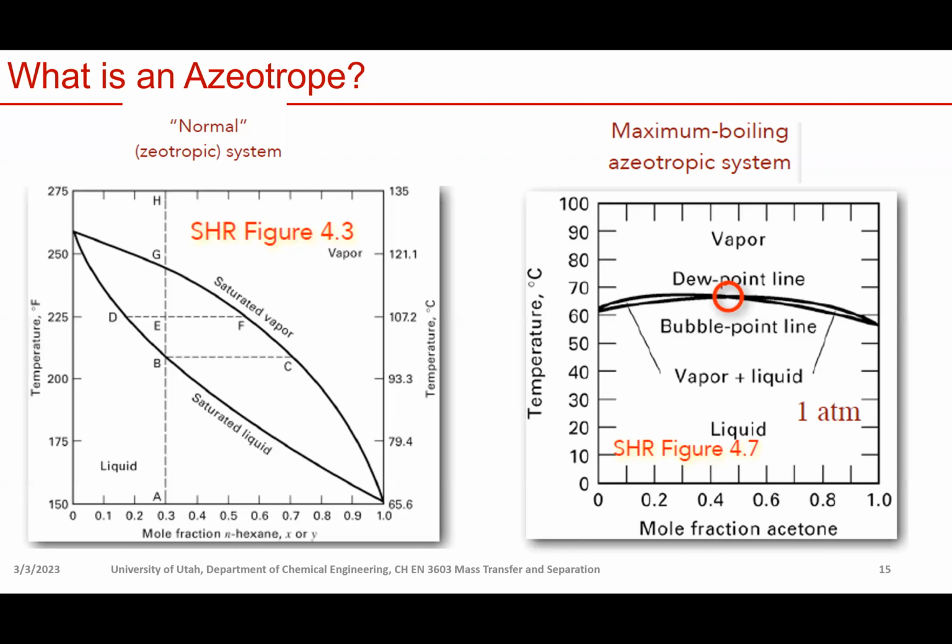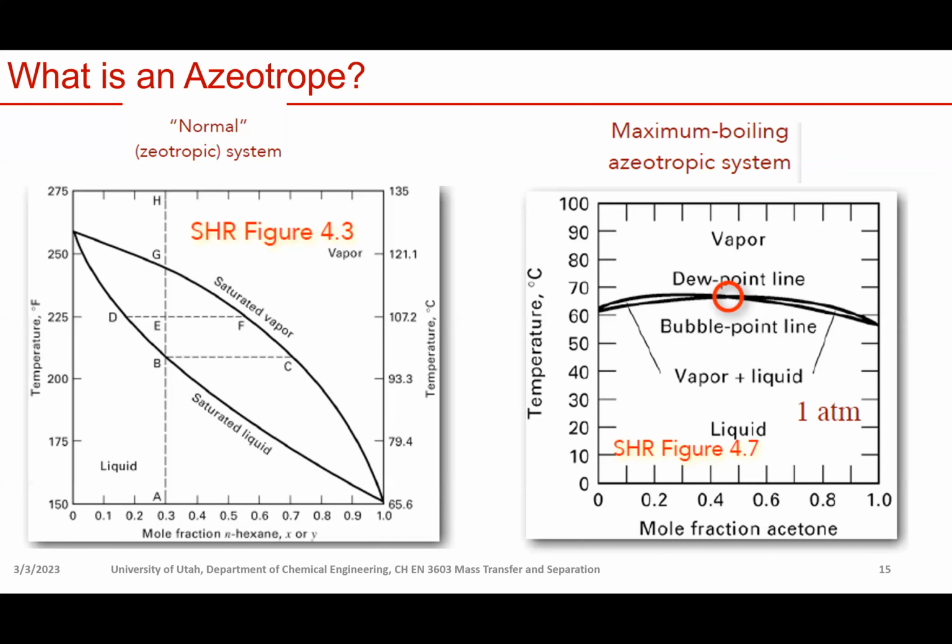In other words, at this azeotrope point, your vapor composition will be exactly the same as your liquid phase composition, right? So your K value of both A and B are 1, and the relative volatility is 1. So if you boil a liquid at this azeotropic point, you will produce a vapor with the same composition. Therefore, there's no way you can separate them by just partially vaporizing or partially condensing them, right?